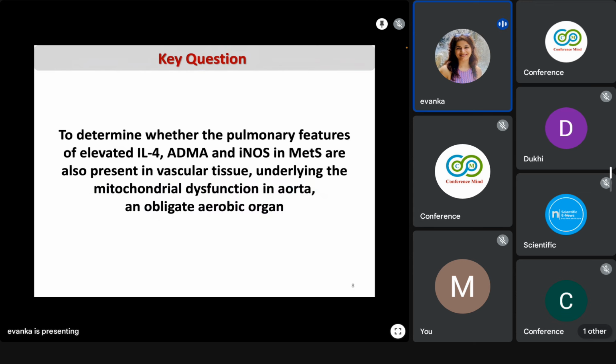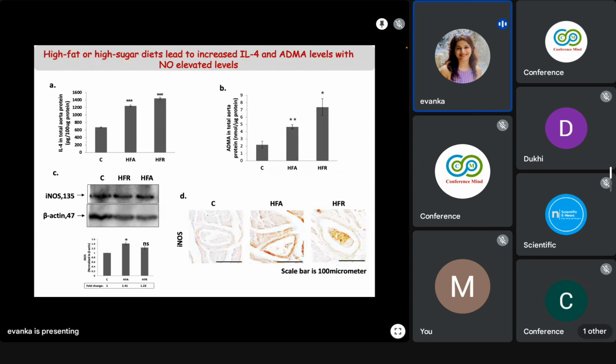But we have not yet checked what role is involved in the aorta, which is an obligate aerobic organ. These are a few findings which we came up with, where we first checked the levels of IL-4, followed by ADMA. We found that in both the high fat and high fructose diets, the levels of IL-4 and ADMA were upregulated, thereby leading to an increase in iNOS levels, as checked through both Western blot and IHC.